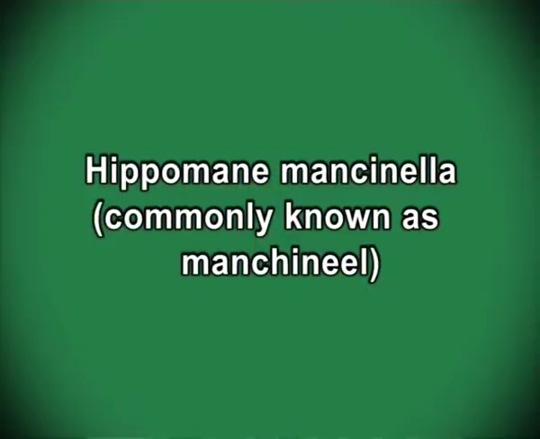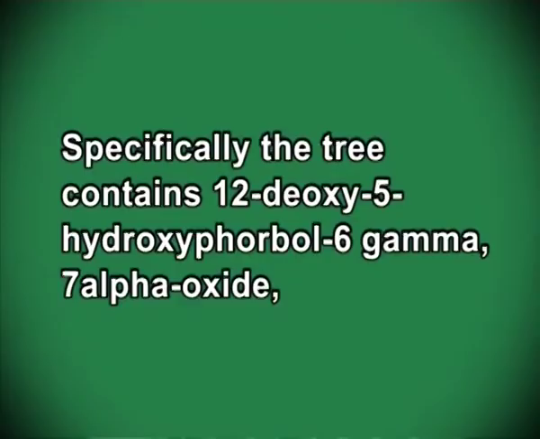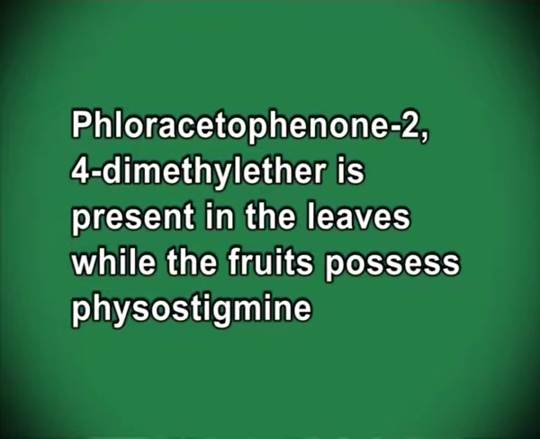Hippomane mancinella, commonly known as manchineel. All parts of this tree, including the fruit, contain toxic phorbol esters typical of the Euphorbiaceae plant family. Specifically, the tree contains 12-deoxy-5-hydroxyphorbol-6-gamma-7-alpha-oxide, hippomanins, mancinellin, sapogenin, and fluoroacetophenone 2,4-dimethyl ether is present in the leaves, while the fruits possess physostigmine.